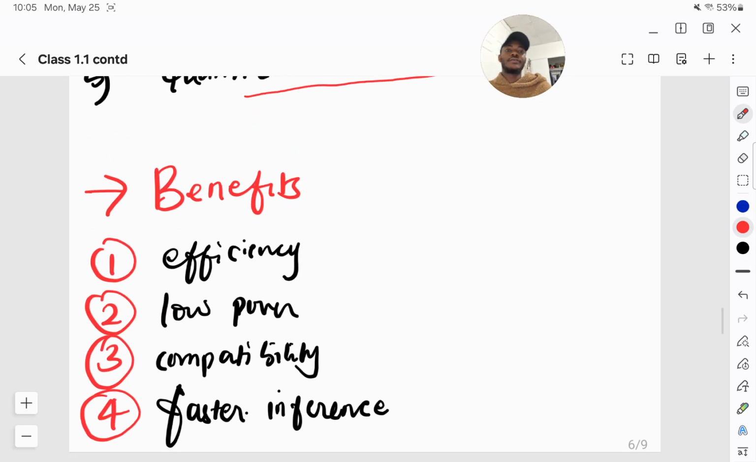So what are the benefits of quantization? Number one, efficiency. Compared to pruning, quantization offers more efficiency. Another benefit is low power. Because you reduce the memory footprint, you incur less power consumption. Another benefit is compatibility. So we have compatibility with edge devices.